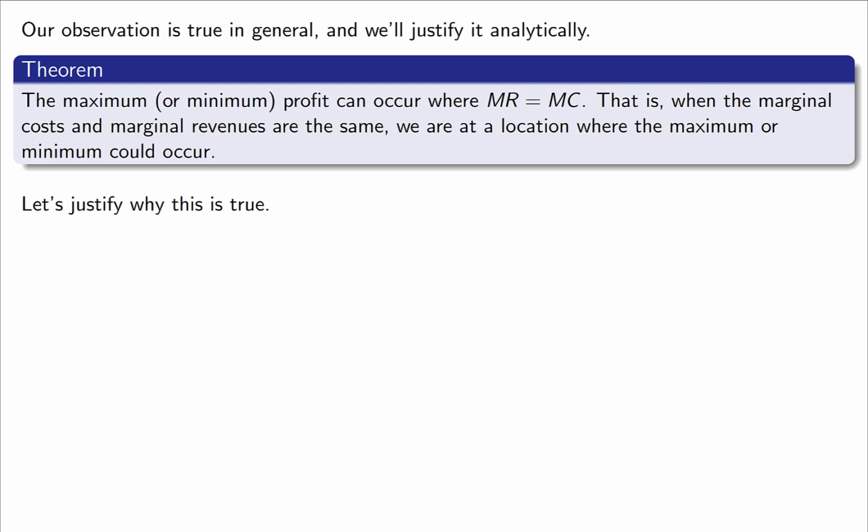Here's what our observation gives us. The maximum, or technically minimum, profit will always occur when the marginal cost and the marginal revenue are the same. When they're the same, we're at a place where a max or min could occur.